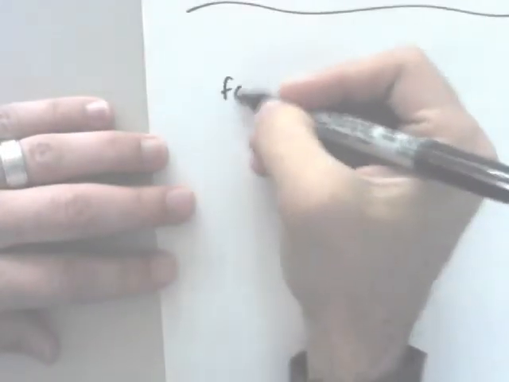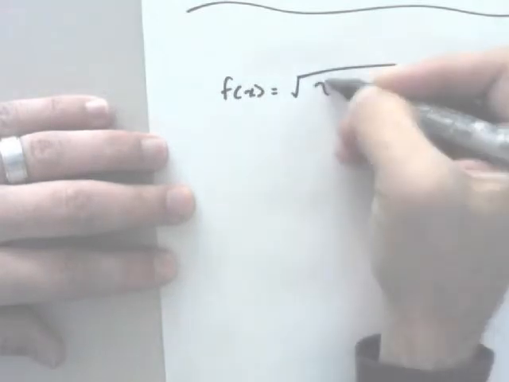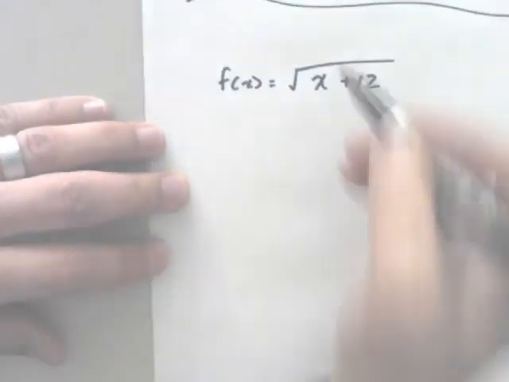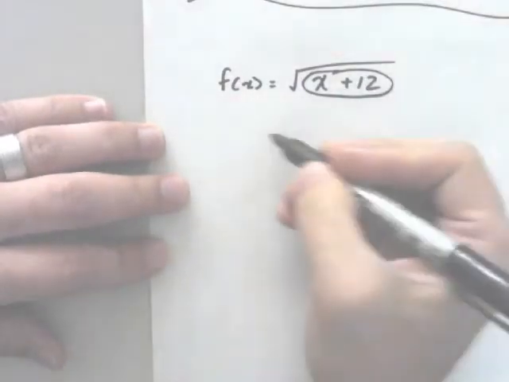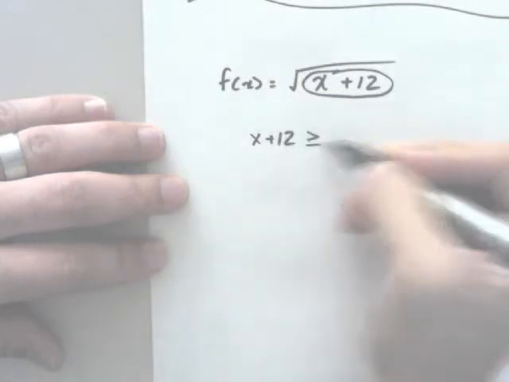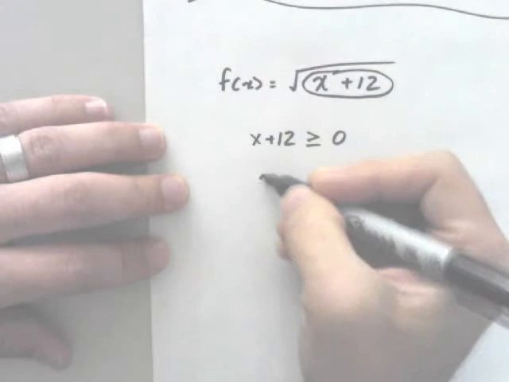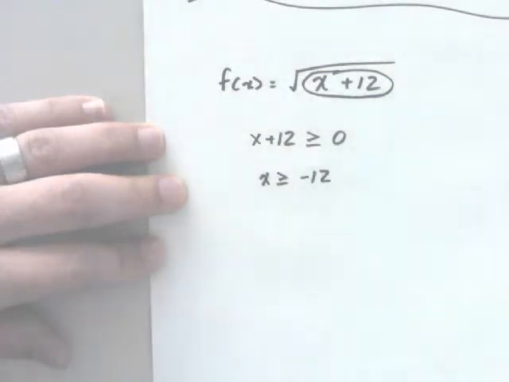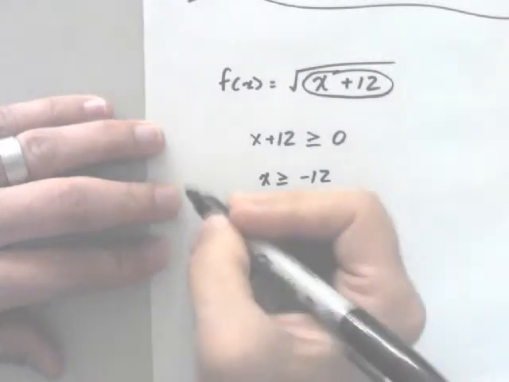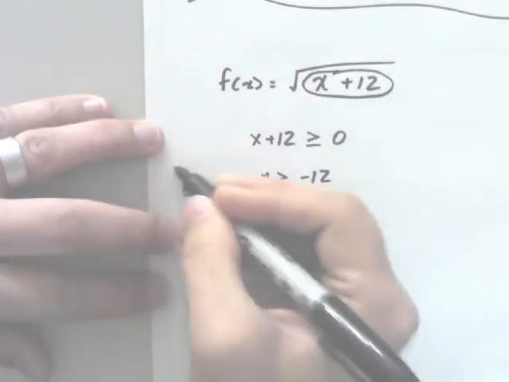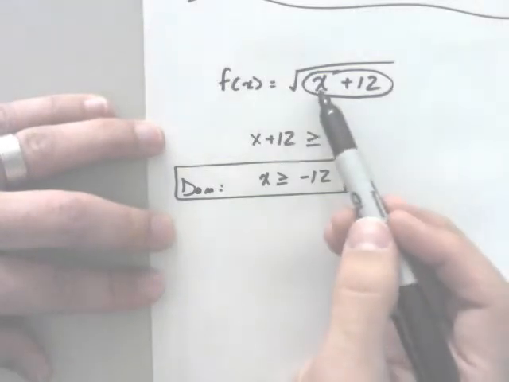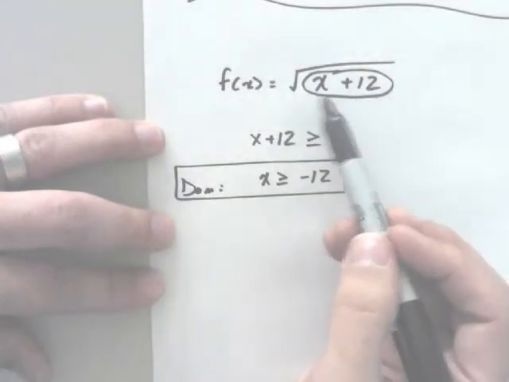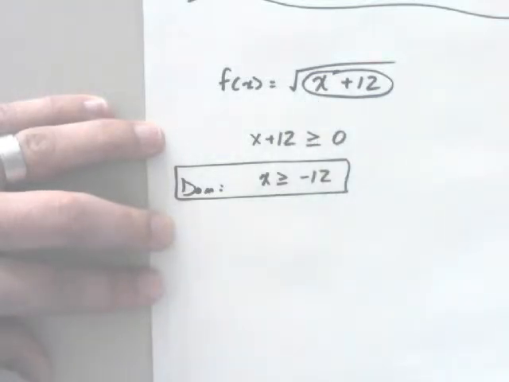So something non-negative is something that is greater than or equal to 0. So if I have f of x equaling the square root of x plus 12, what's inside my radical needs to remain non-negative. So x plus 12 has to be non-negative. So x has to be greater than or equal to negative 12. That's my domain. Give me a number less than negative 12, for example, negative 15. If I go back to my function, negative 15 plus 12 is negative 3. And now I would have the square root of a negative 3, which would be non-real.